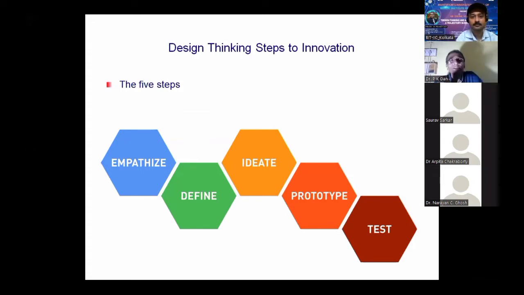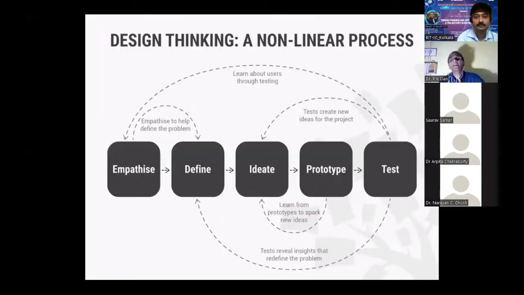This is accomplished with the idea called design thinking, which has five steps: empathize, define, ideate, prototype, and test. But mind you, these are not always linear, because back and forth happens, as it is an iterative process. You can see the dotted lines.